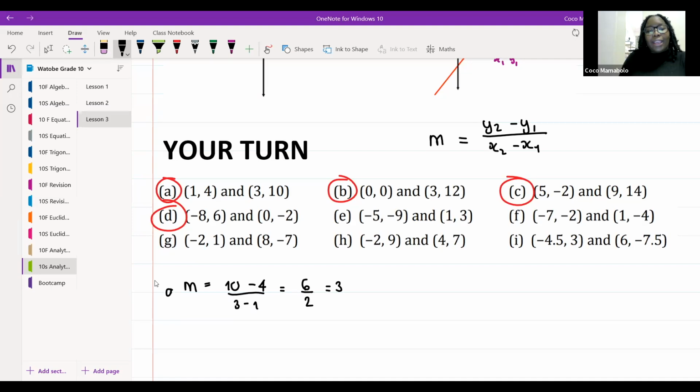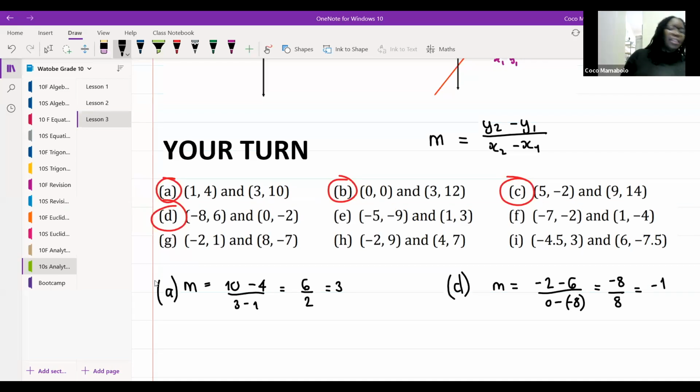Good. That's for A. Pop your answer for D in the chat for me, because I'm about to do D. All right. The answer for D: M is equal to negative 2 minus 6 over 0 minus negative 8. I hope you guys picked up on that. This is equal to negative 2 minus 6, which is negative 8, over a negative, and a negative will give us a positive 8. Therefore, M is equal to negative 1.